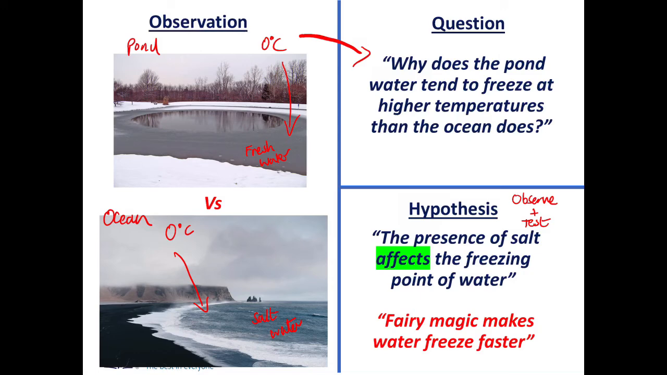So the reason why this is a bad hypothesis is simply because we cannot observe this and we cannot test this. We cannot observe fairy magic because this is something that we cannot see or find. So it's not something that we can observe and we can test. So this is not a good hypothesis.